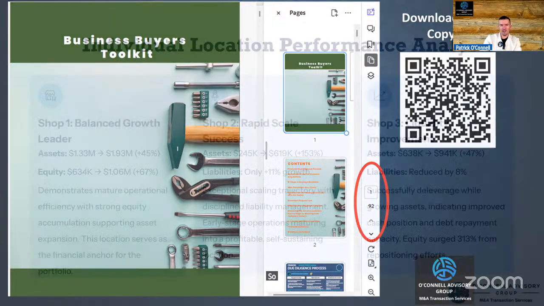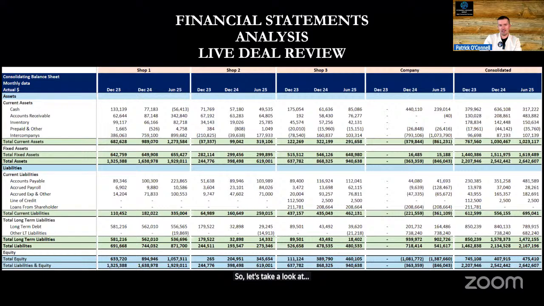So let's take a look at the consolidating balance sheet review. Let's give a little backdrop to what we're looking at here. This is a balance sheet for a three-shop auto repair facility. It shows the balance sheet of shop 1, shop 2, shop 3, and then a company grouping called operating company. So effectively, it's a three-shop business.